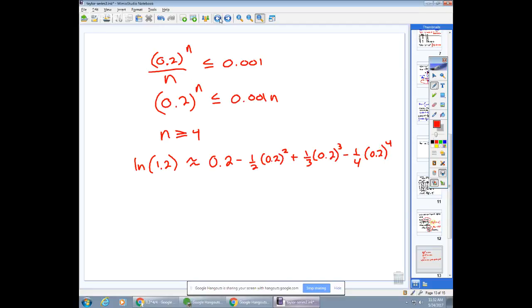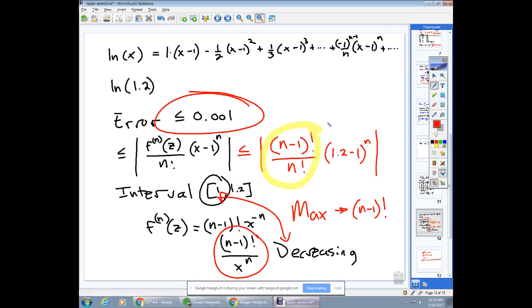Now, that was a lot of work, right? Agreed? So was there an easier way to do this problem? Yes. What was it? Hint. Oop, hint. There we go. It's an alternating series. What's the alternating series remainder theorem say? It says look at the next coefficient. Yeah, just look at the next coefficient and that's your error. So that would have done it.